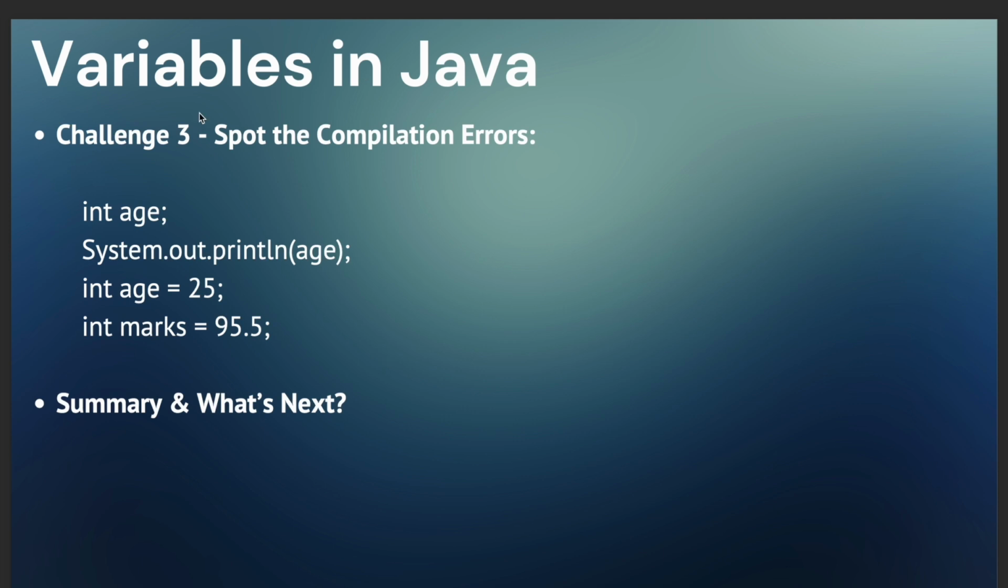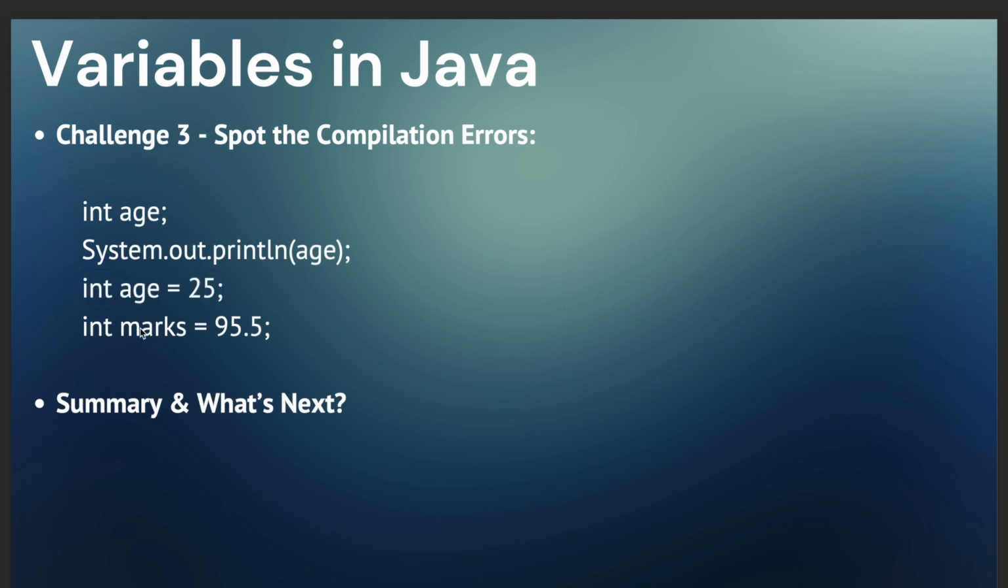The first problem is int age; System.out.println(age). Age was declared, but it hasn't been assigned a value before we try to read it. So this will give an error. The second problem is int age = 25. Age was already declared in the same scope, so we are trying to redeclare another variable with the same name.